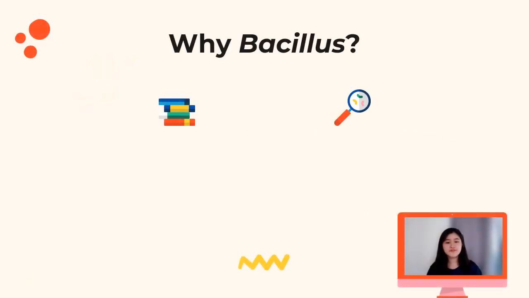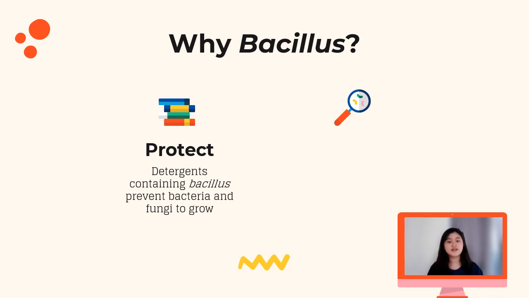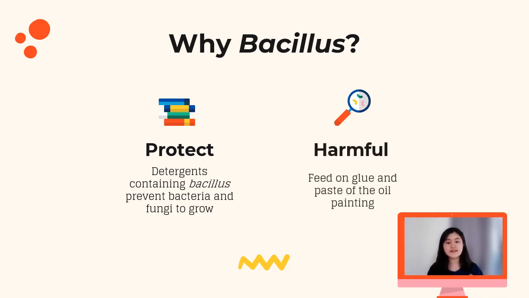So why do we choose Bacillus when there are plenty of microorganisms residing in the oil painting? It is because Bacillus can actually protect and also harm the painting. Detergents containing Bacillus can prevent bacteria and fungi from growing. However, some types of Bacillus actually feed on the glue and paste of the oil painting, therefore damaging it.